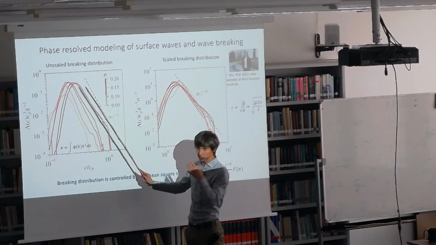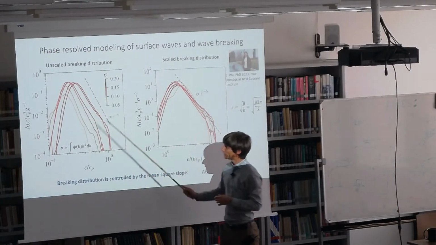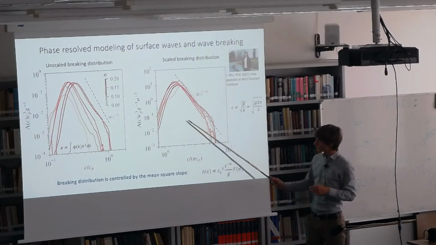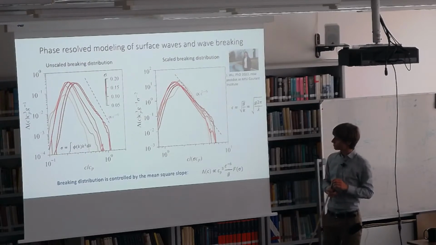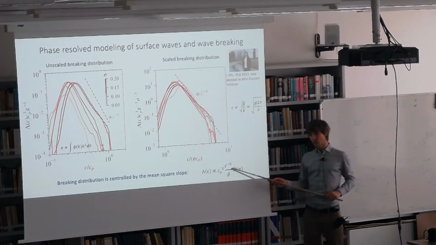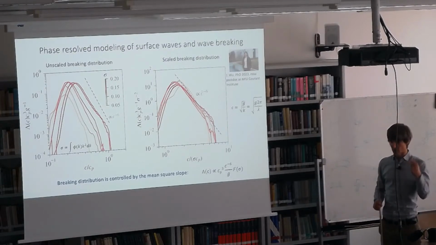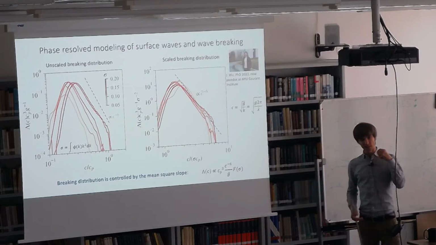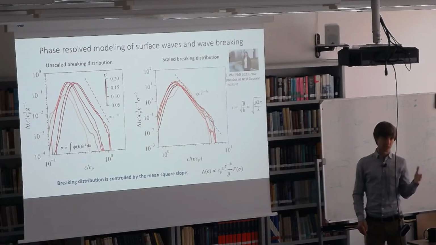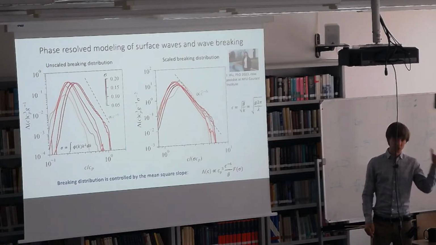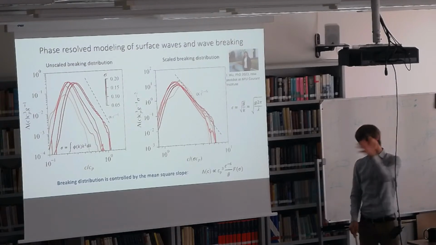The shape of the breaking distribution is kind of always the same. And so you can then try to rescale this by proposing something that only depends on the mean square slope. And that's kind of promising because it tells you that while at the ocean surface, obviously the wave energy is driven by the wind input, what these simulations tell you is that the whole breaking statistics is controlled only by properties of the wave spectra. So if you measure the wave spectra, or if you model the wave spectra, which is much easier than modeling the breaking statistics, then you can retrieve the breaking statistics.